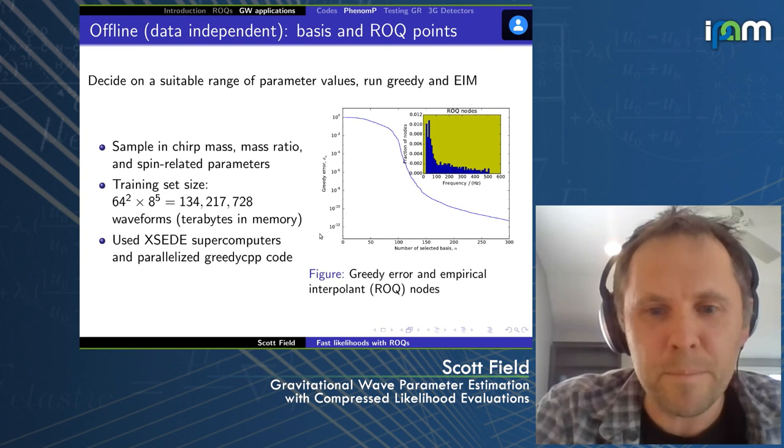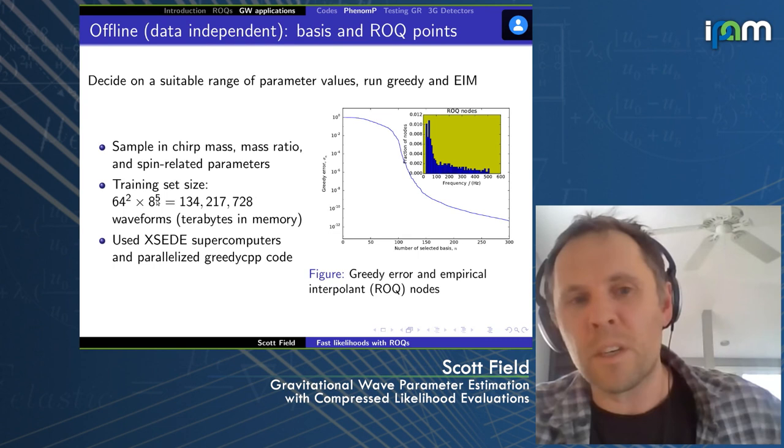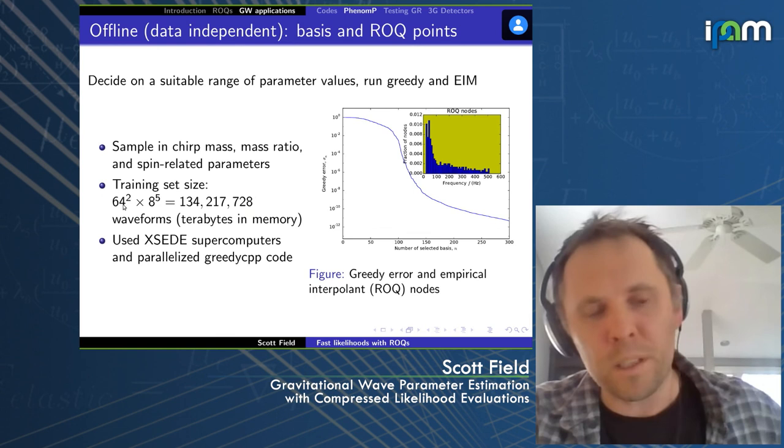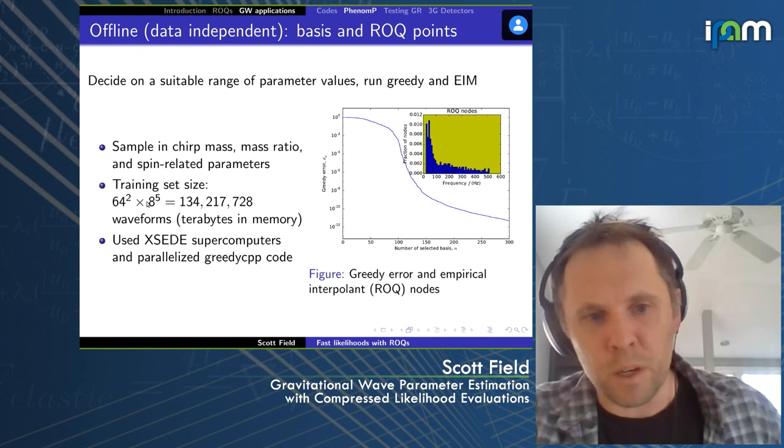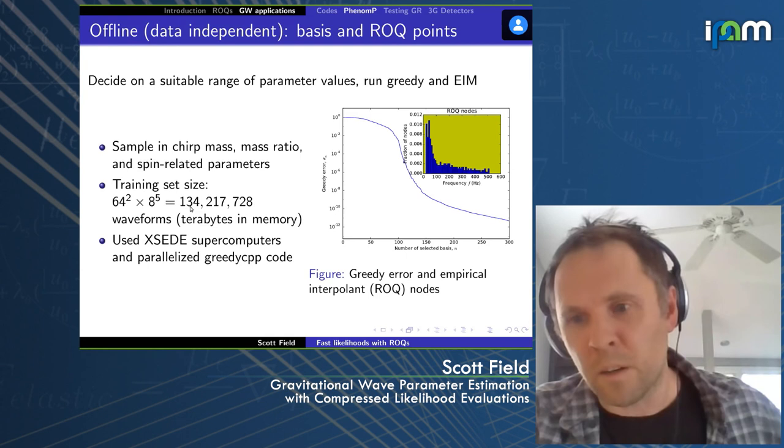So this case here, just to give you a sense of the challenge: this model is seven-dimensional in the intrinsic model space. For the mass parameters, we sample 64 points in both mass directions, and for the spins 8 points in each of the spin directions. So this is a huge matrix. There are over 100 million columns, many, many terabytes in memory. And we need to compress this matrix as part of that first greedy algorithm step.